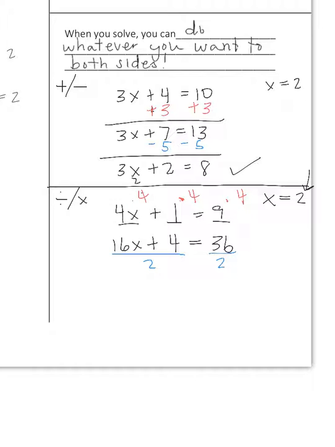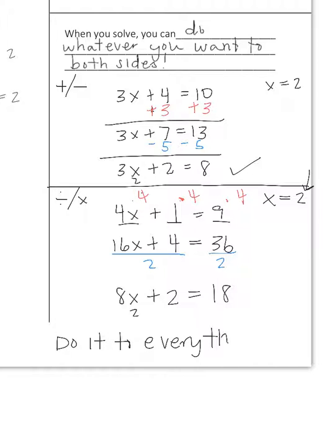But the result, so 16 divided by 2 is 8x. Positive 4 divided by 2 is positive 2. 36 divided by 2 is 18. Now, we did say that x was 2, so let's put a 2 in there. 8 times 2 is 16, plus 2 is 18. It totally works. So, when you ever multiply or divide, you have to do it to everything. So write that at the bottom. Okay, that's really important. If you're ever going to multiply or divide, you have to do it to everything.